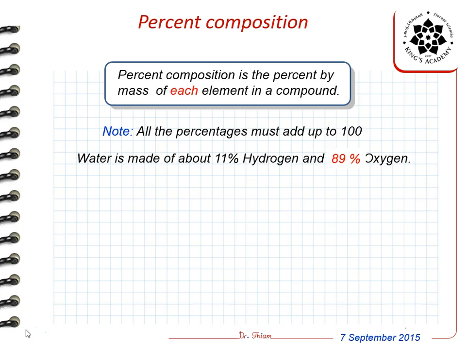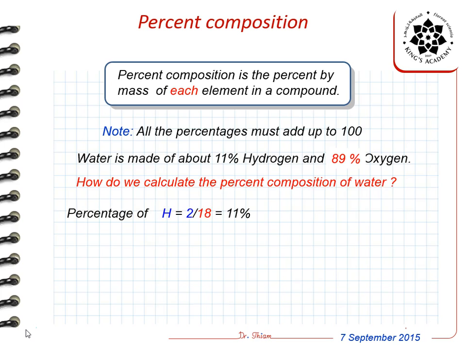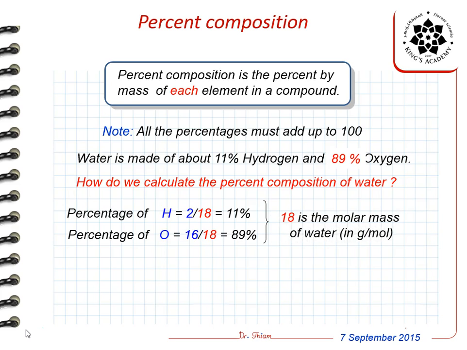We took the example of water, in which case hydrogen represents about 11% by mass, and oxygen represents 89% by mass. And the way we got that, if you remember, we said that hydrogen has an atomic mass, or a molar mass if you want, of 1 gram per mole. So 2 hydrogens, that's 2. And the total molar mass of water is 18, so 2 over 18 is about 11%. And likewise, we have only 1 oxygen, so 16 over 18 is about 89%. So this is how we do percent compositions.